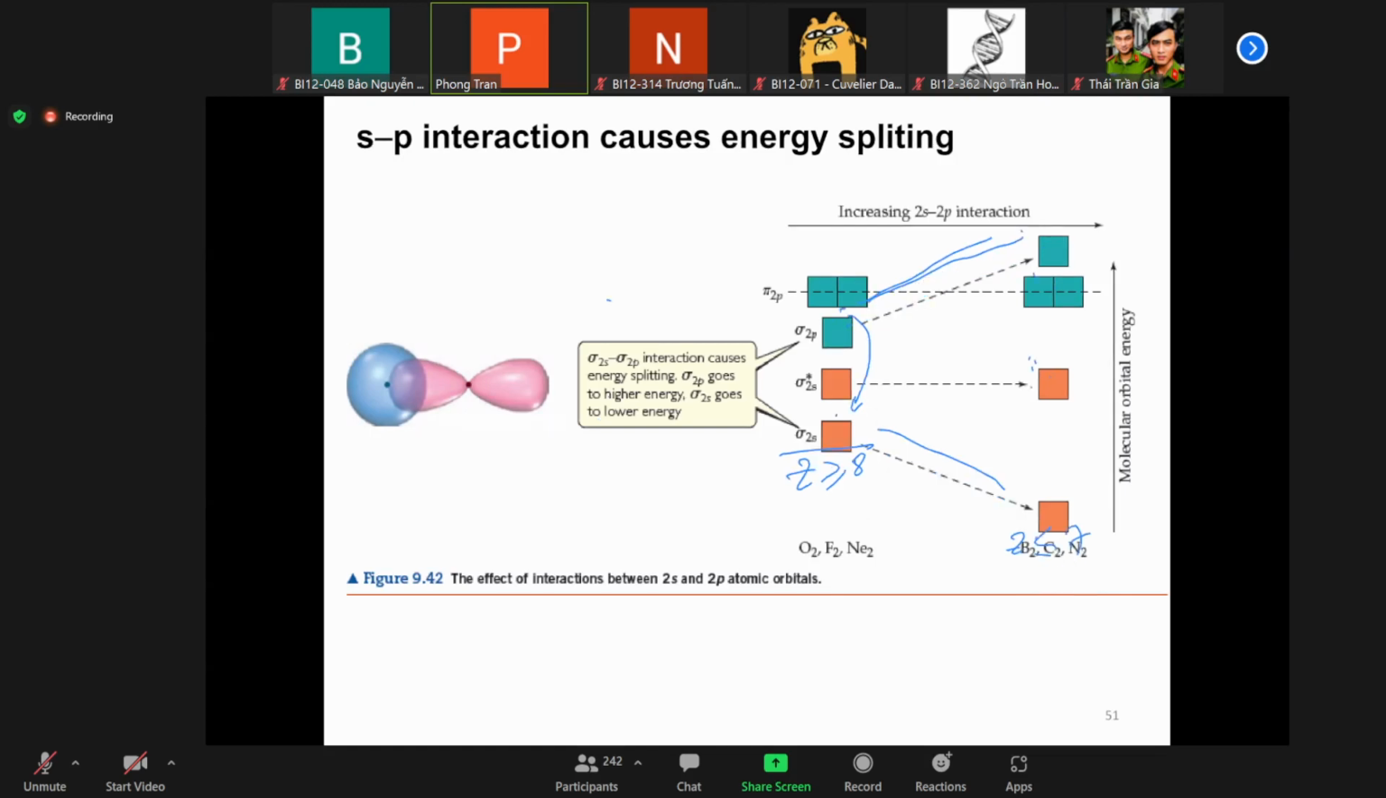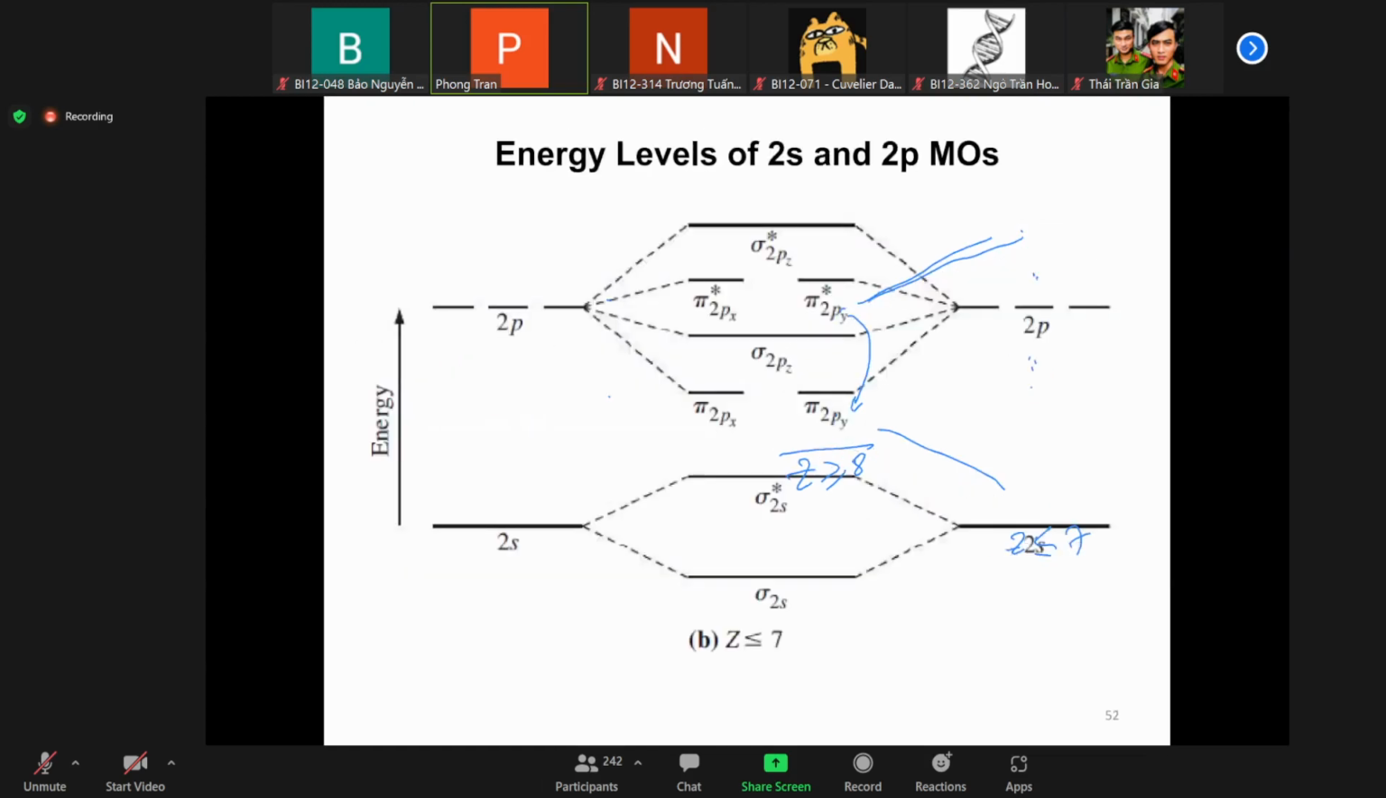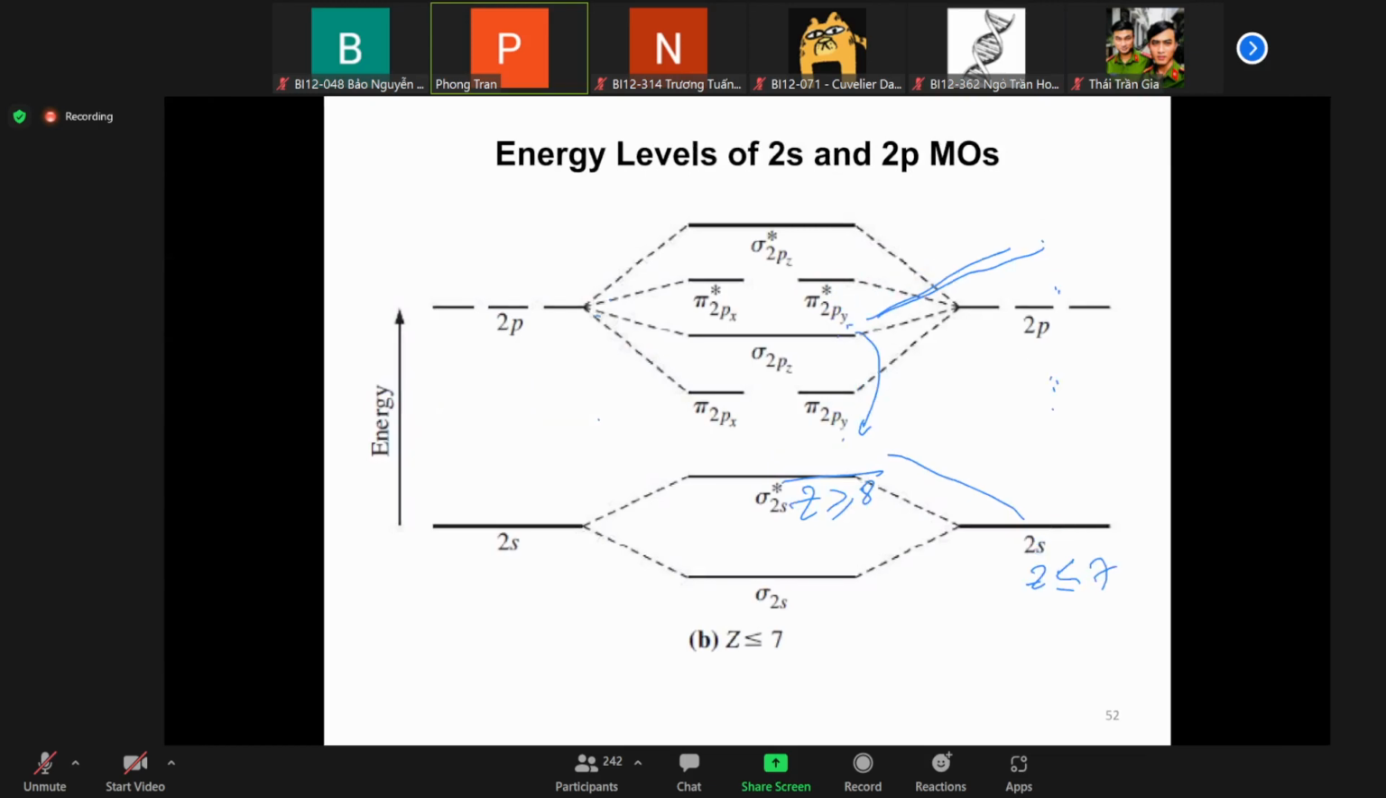At the end, what will happen? You will have the inverse. I will show you here. So you see here, because of the interaction, the orbital sigma p will have a higher energy than the pi p. For the case of Z higher than 8, it would be inverse, but because of the interaction, it switches.